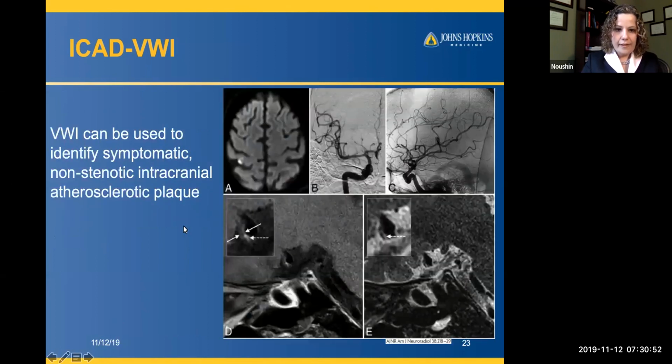Also, as I said earlier, remember that in earlier stages, we don't see luminal narrowing on CTA or MRA. This was a young patient with a cortical infarct in the posterior right frontal lobe, and CTA, MRA, and DSA were essentially negative for any stenosis, and they were wondering, what is the cause of this patient's infarct? Is it vasculitis? Is there something else going on? And then they did vessel wall imaging, and there is a plaque in the carotid artery. It does not result in luminal narrowing, and it's enhancing. So the patient was diagnosed with intracranial atherosclerotic disease.